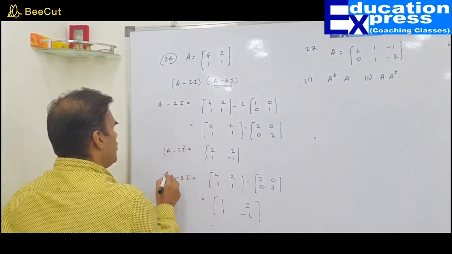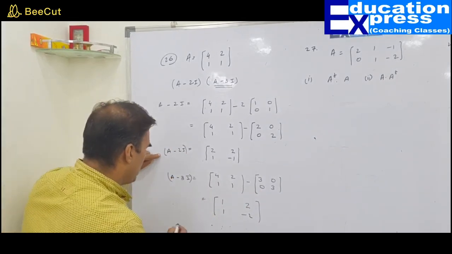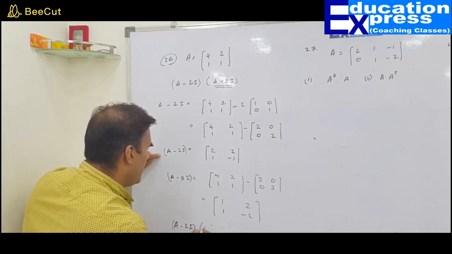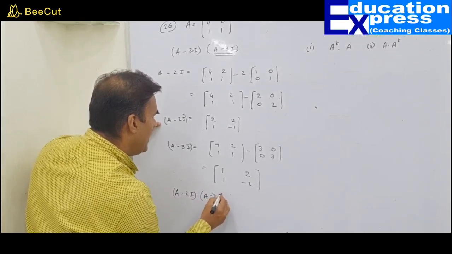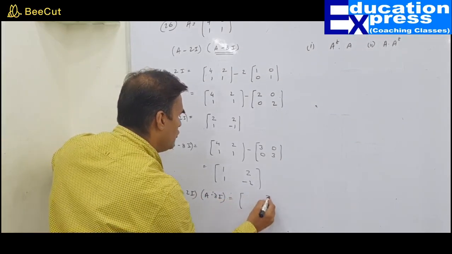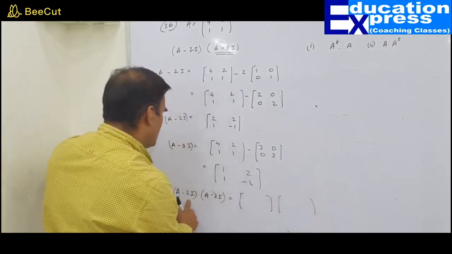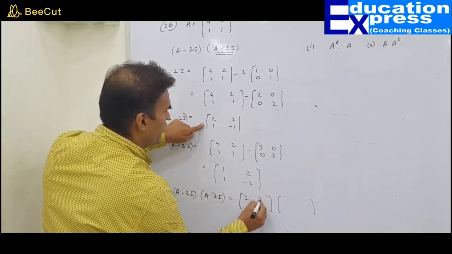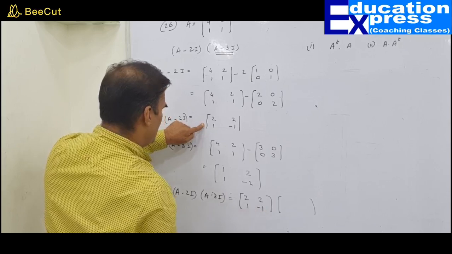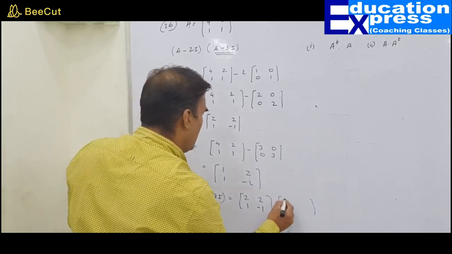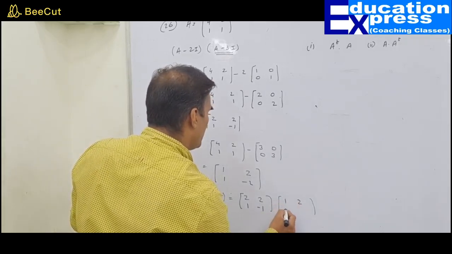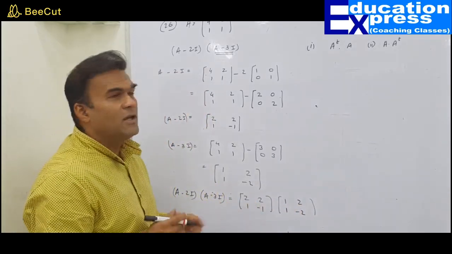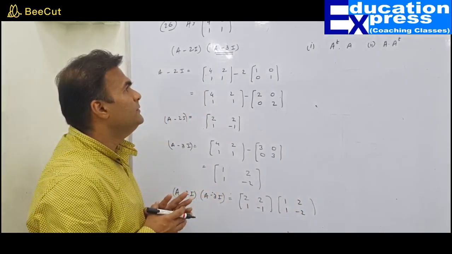I want to find out the product of these two matrices. A minus 2i, A minus 3i will be equal to product of these two matrices. Do I have A minus 2i? Substitute. 2, 2, 1 and minus 1. A minus 3i, 1, 2, 1 and minus 2. I am sure you can do the multiplication job very simple.